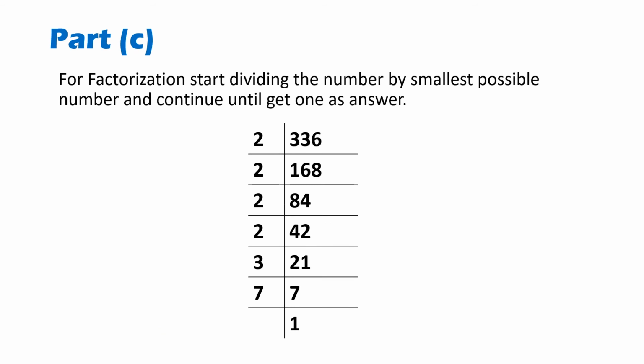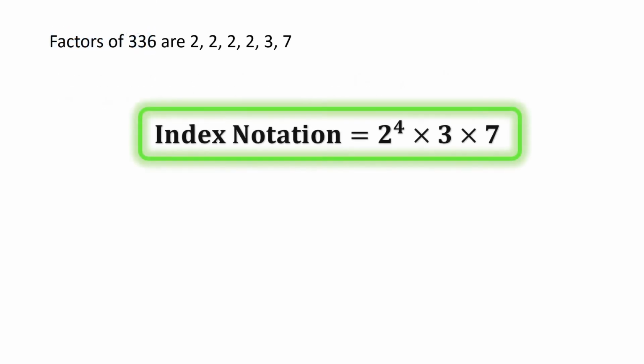Part C, for factorization, start dividing the number by the smallest possible number and continue until you get 1 as the answer, as shown in the prime factorization method below. So the factors of 336 are 2, 2, 2, 2, 3, 7, which can be written in index notation as 2 exponent 4 multiplied by 3 multiplied by 7.